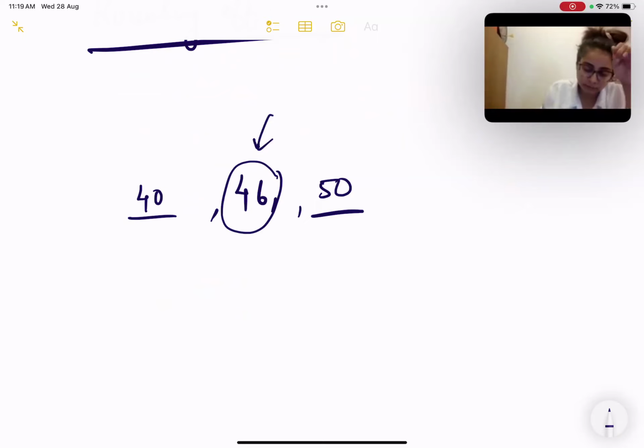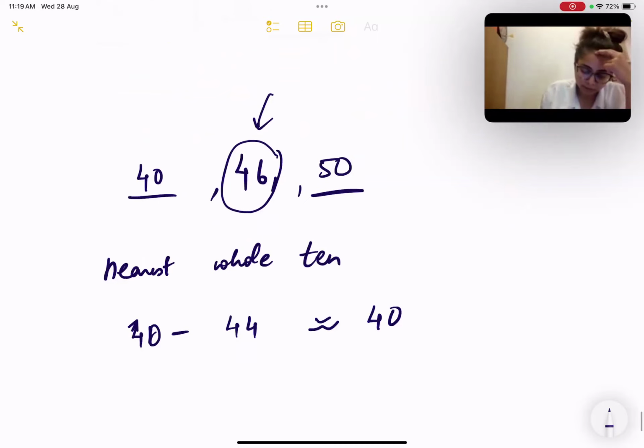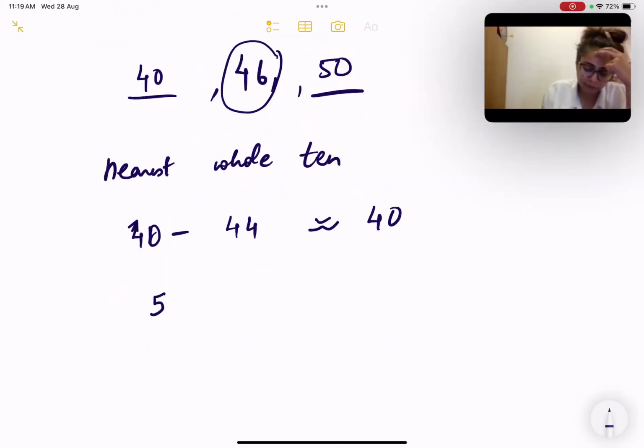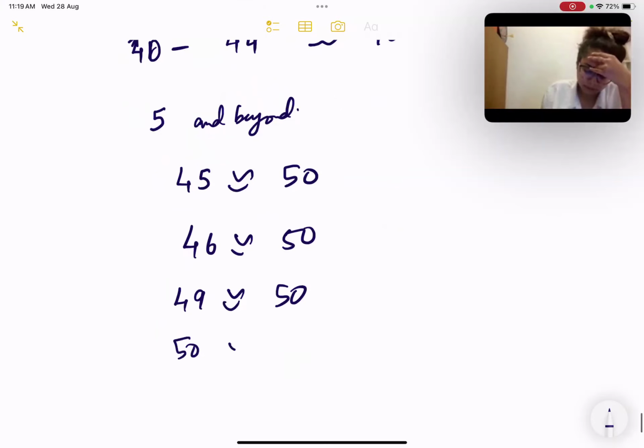And after this, I'm going to say the nearest whole tens concept, which is actually rounding off, nearest whole 10. So from numbers, say 41 to 44, or say a 40 to a 44, the rounding off is 40. And once the number has 5 in its ones place, 5 and beyond, it becomes the next whole 10. So if I write a number that is 45, it is 50. If I write 46, it is 50. If I write 49, it is 50. And of course, a 50 is a 50.